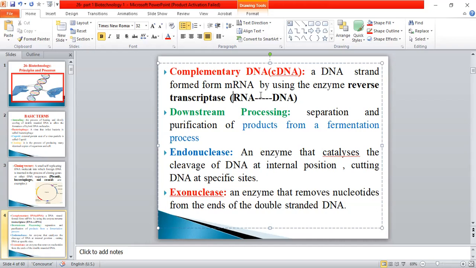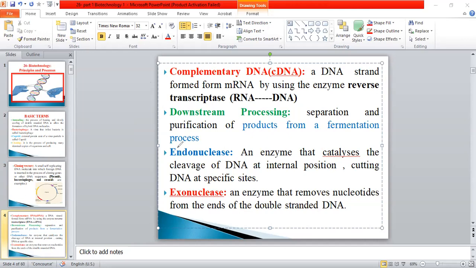And next one is endonucleases. What is the meaning of endonucleases? Suppose you want to cleave a molecule, for example a DNA molecule with 2 strands in it. To cleave the 2 strands internally, we use an enzyme called endonuclease. What is the main action of the endonucleases? An enzyme that catalyzes the cleavage of DNA at an internal position, cutting DNA at a specific site. So, I would like to show an example.